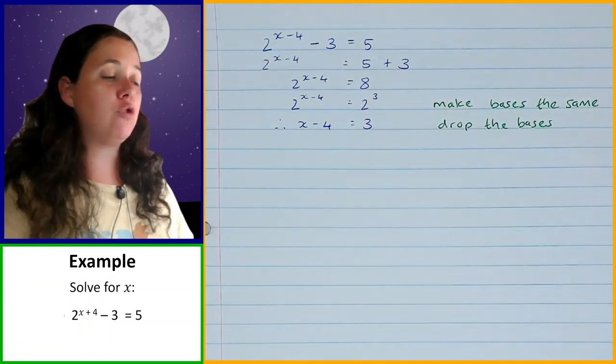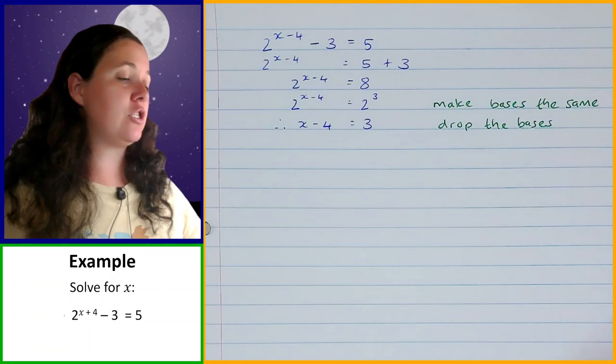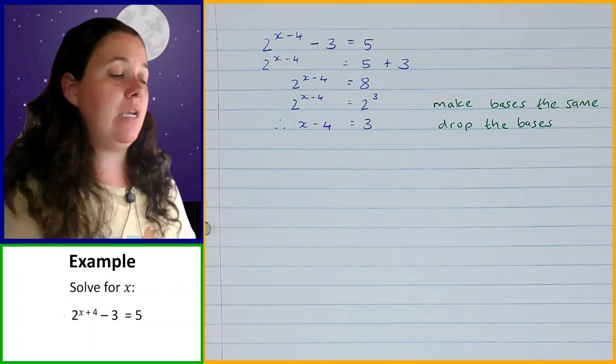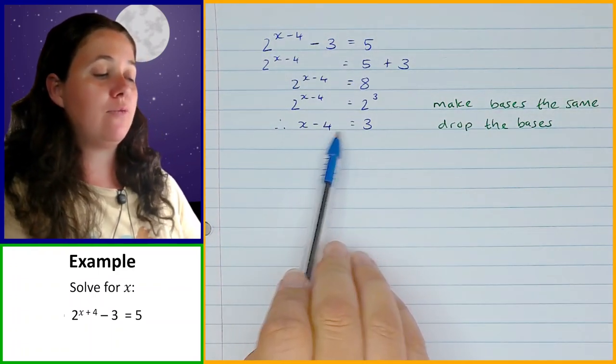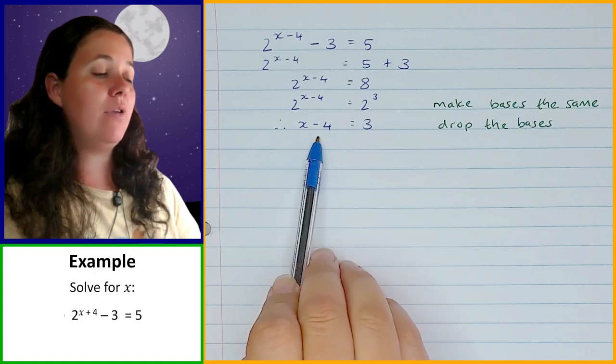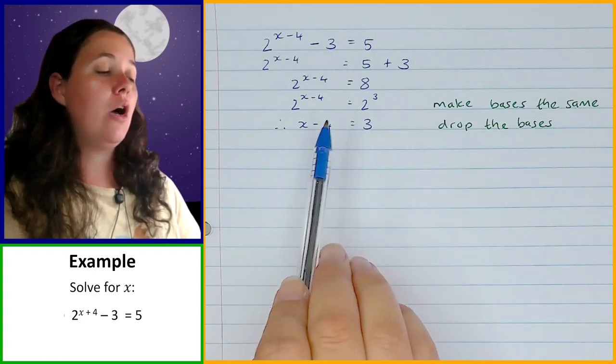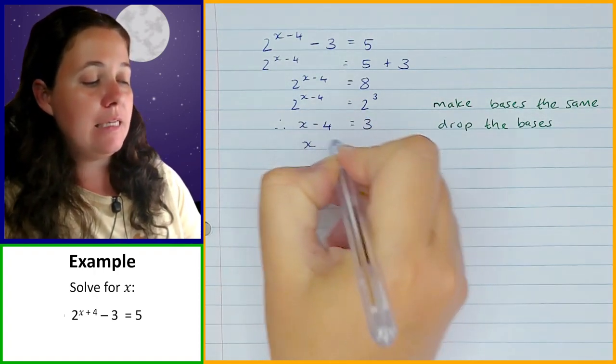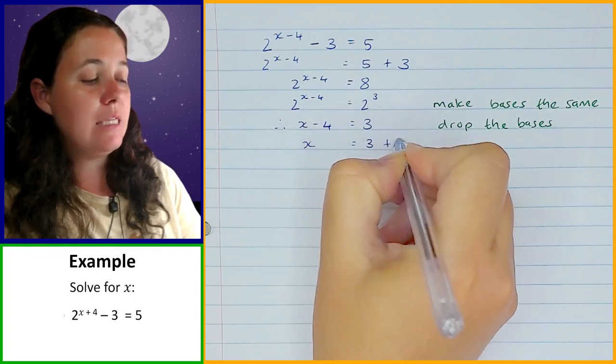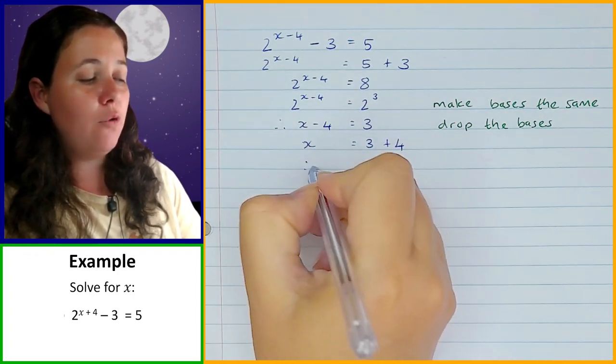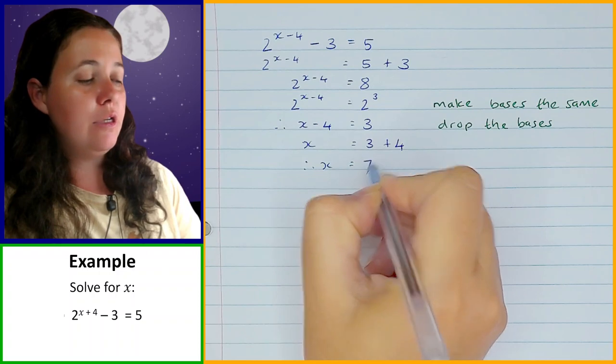Right, now that I've dropped the bases, I just then am going to finish solving like I would solve any other equation. So I've got x minus 4 equals 3. I want to get rid of that 4, so I'm going to add 4 on both sides. So then I'm going to say x equals 3 plus 4. So therefore, x must be equal to 7.